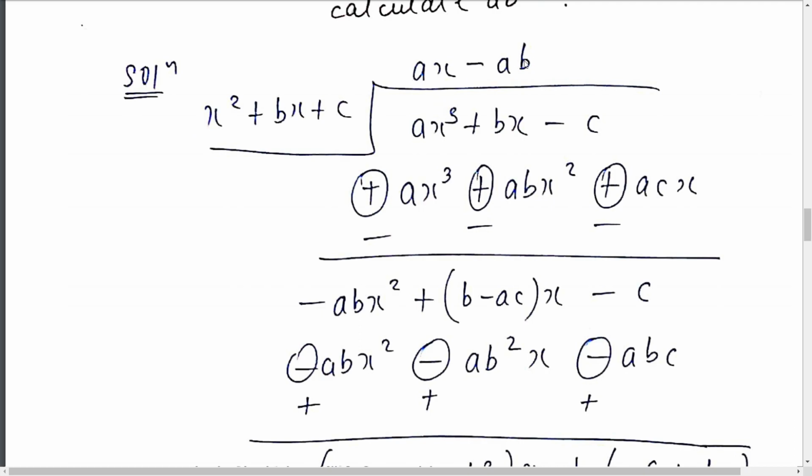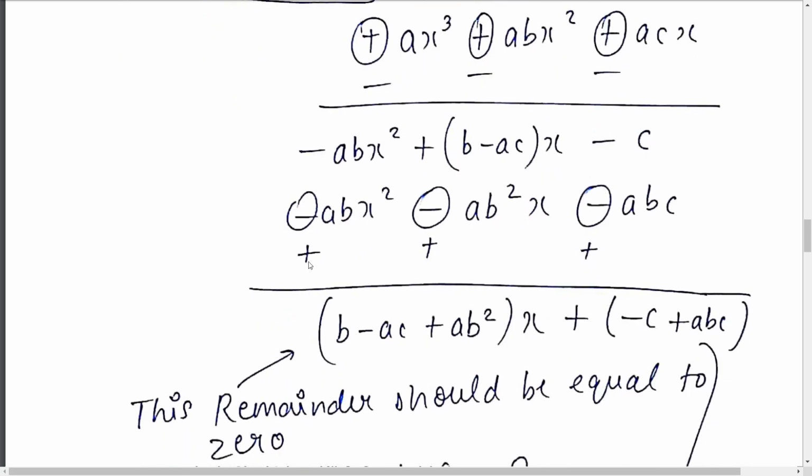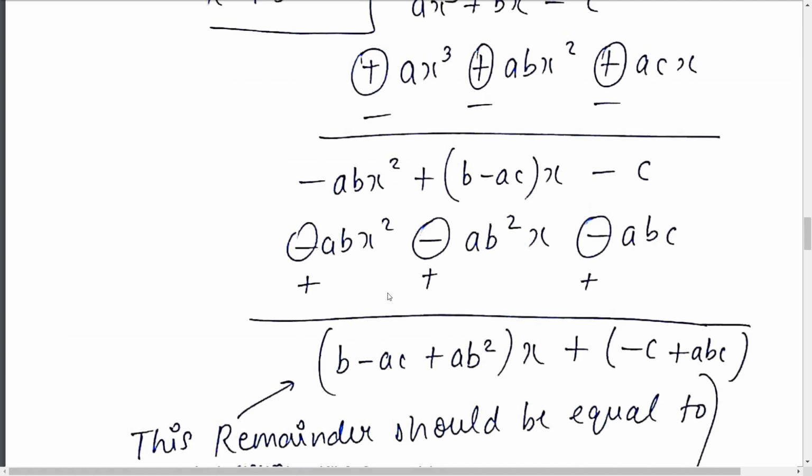bx into minus ab becomes minus ab square x, and this multiplication becomes minus abc. Invert the signs. I've written these three terms just as I told you. Adding, this will get cancelled. Take x common: b minus ac plus ab square, on taking x common. And this will become minus c plus abc.